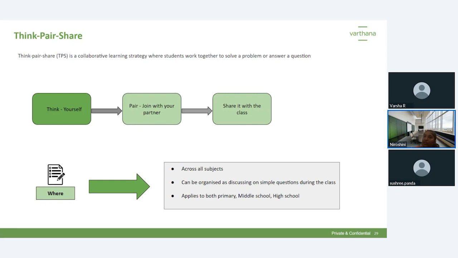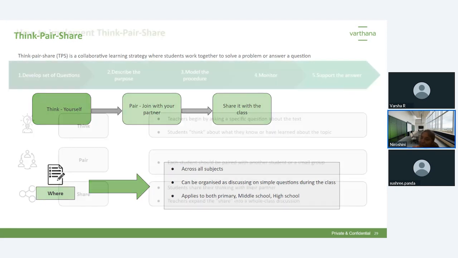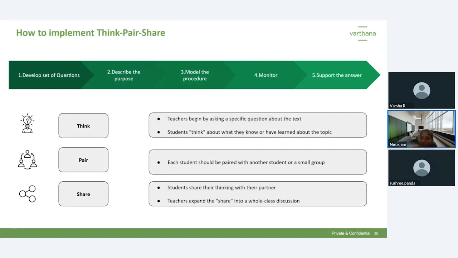So this can be used across all subjects, and you need to start off with simple questioning techniques during the class, and this is applicable across all grades. So it's very, very simple. Let's see how we can implement think, pair, share. As I mentioned, we have a set of questions in mind before starting class, perhaps about the previous topic. You can have one question or two questions, not more than that. And then you describe the purpose, like why we are doing this model and why this is going to work effectively.